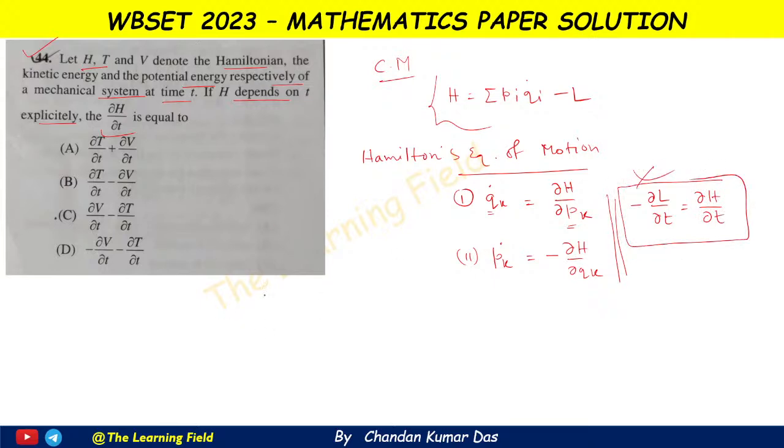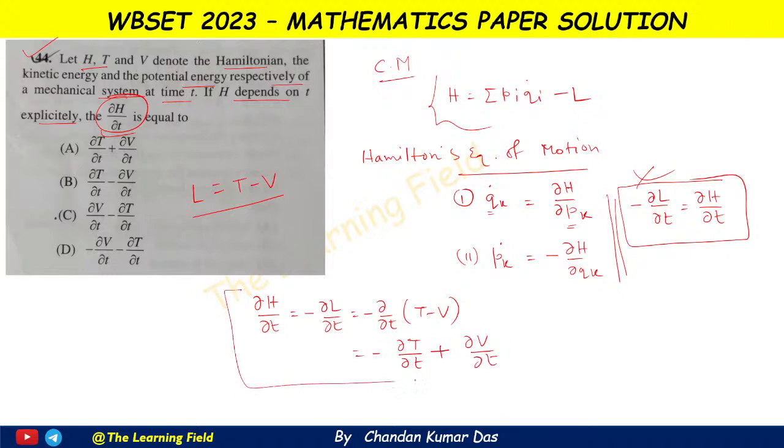We all know that generally we write L equals T minus V, where T is the kinetic energy of the system and V is the potential energy. Therefore we have to find the value of del H del t. So del H del t is equal to minus del L del t, which is equal to minus del by del t of (T minus V). So this is minus del T del t plus del V del t. This is the correct answer, del V del t minus del T del t, that is option C.